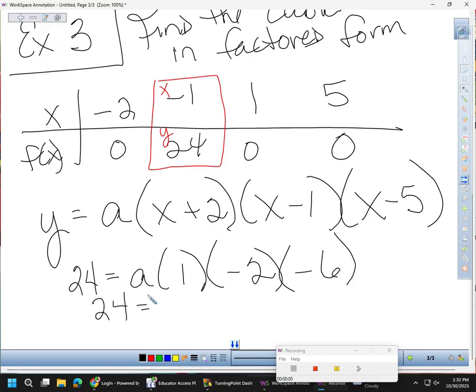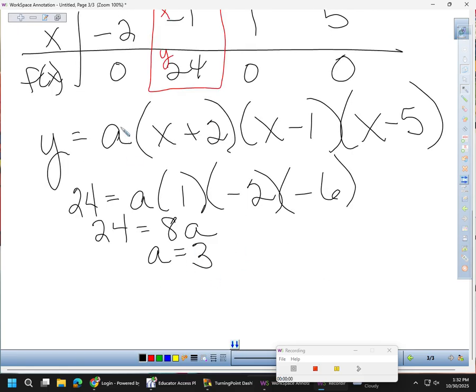Negative 1 goes in here, we get 1. Negative 1 goes in there, we get negative 2. Negative 1 goes in there, we get negative 6. Okay, so we get 24 equals 8a. So in this case, what does a equal? 3, yes. A equals 3.